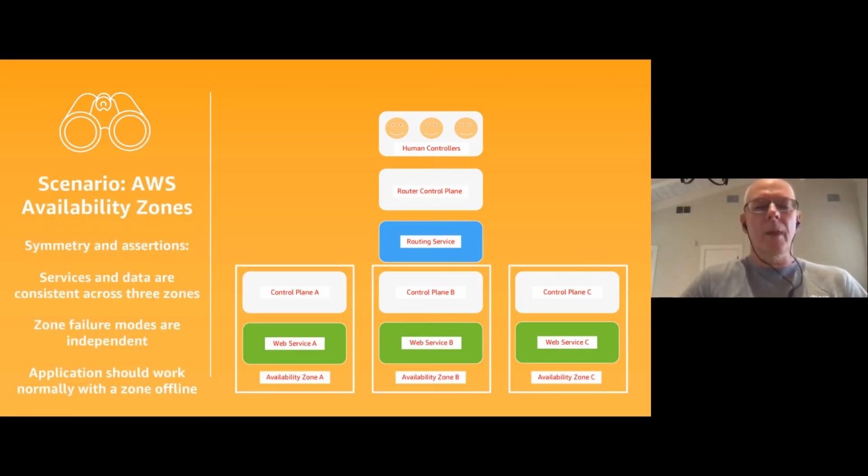If we look at the AWS Availability Zone model, what we have here, if you do it right, you have some symmetries. You want to have the same data. So all data should exist in all 3 zones. All services should exist in all 3 zones, right? And those failure modes should be independent. So given that, you should be able to keep working with a zone offline. In fact, you should be able to transparently keep working. There shouldn't be a visible downtime if you automatically can fail to running on 2 zones rather than 3.